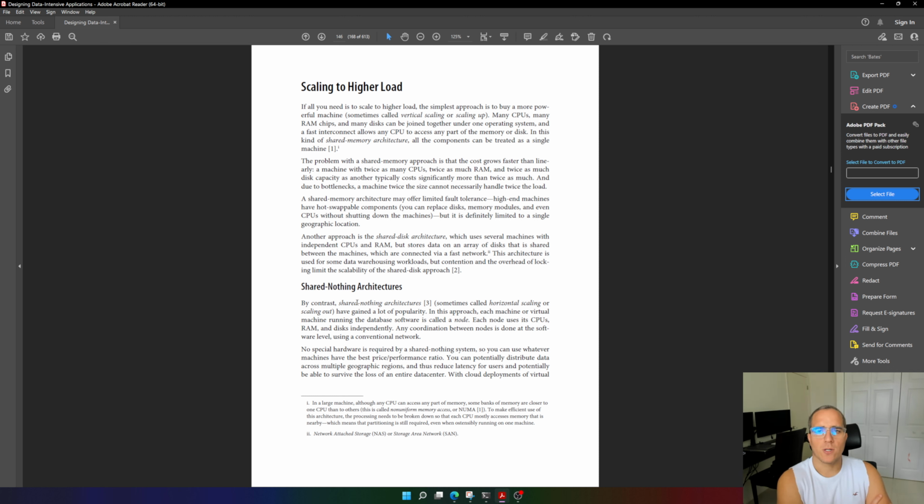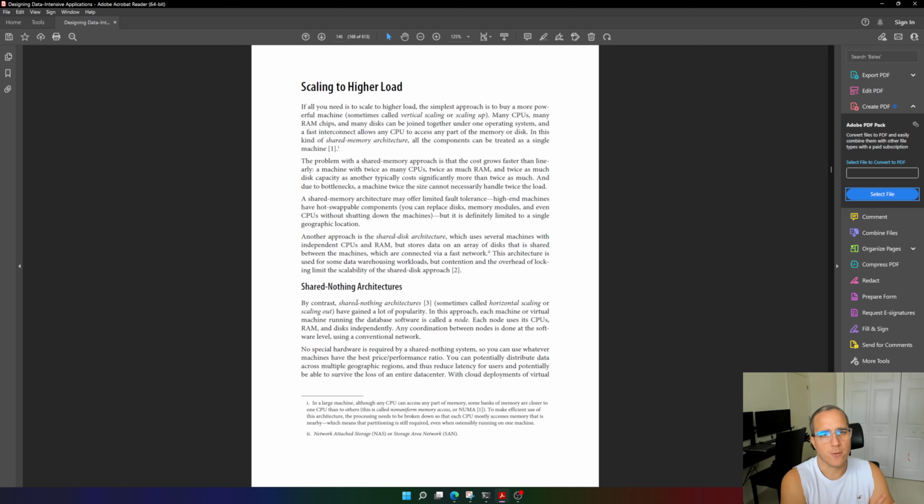Scaling to higher load. If all you need is to scale to higher load, the simplest approach is to buy a more powerful machine, sometimes called vertical scaling or scaling up. Many CPUs, many RAM chips, and many disks can be joined together under one operating system, and a fast interconnect allows any CPU to access any part of the memory or disk. In this kind of shared-memory architecture, all the components can be treated as a single machine.